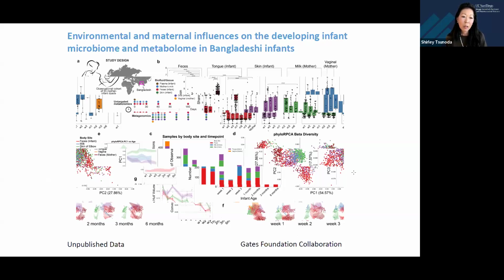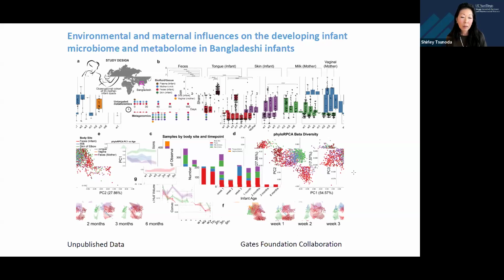And so these were mother-babies that were recruited to the study, and a longitudinal sampling was done of feces, tongue samples, skin samples, human milk samples, vaginal fluid, and plasma. And we have now analyzed this data both for the microbiome as well as the metabolome.